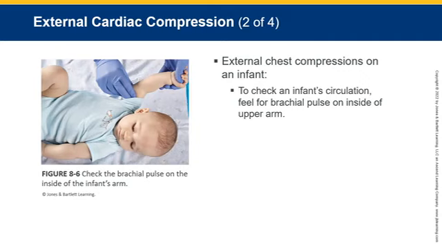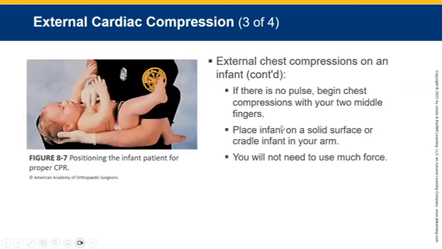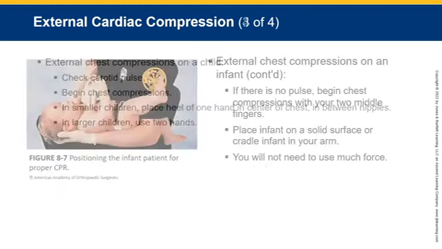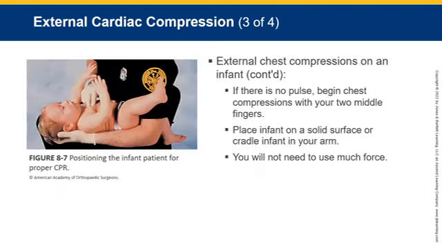To check for circulation in an infant, we need to locate the brachial pulse on the inside of the upper arm. Okay, if there's no pulse, we begin chest compressions, the middle 2 fingers. How fast? 100 to 120 compressions per minute. 2 fingers, center of the chest. And we're pressing at a rate of 100 to 120, 30 compressions, 2 ventilations. And we don't stop until the baby starts to show signs of recovery.